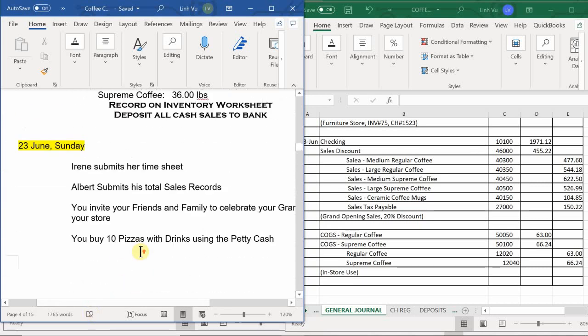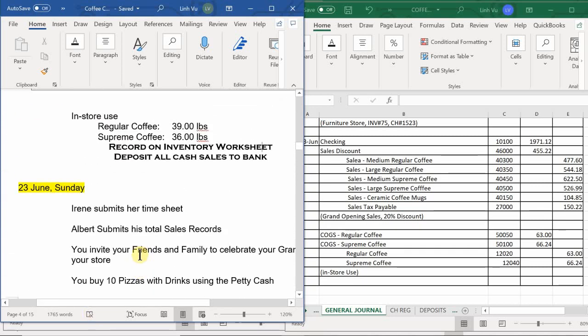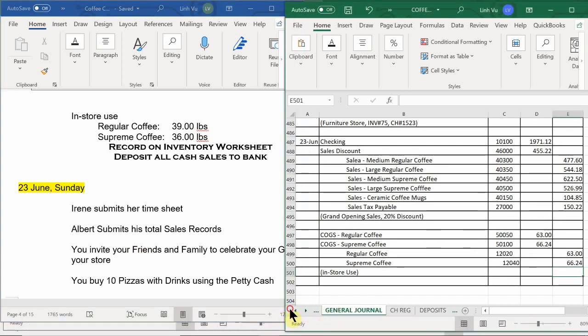Okay. So let's go ahead and take a look at these last few transactions here to wrap up this last date. So let's see what happened here. Okay. Irene submits her timesheet. All right. Albert submits his total sales records. Okay. So in this case, right, Irene is just submitting her timesheet because it is the end of the payroll period. Okay. So let's take a look at our calendar real quick.